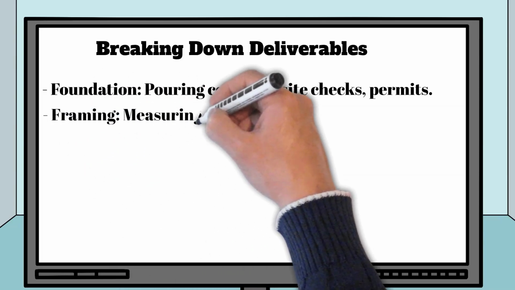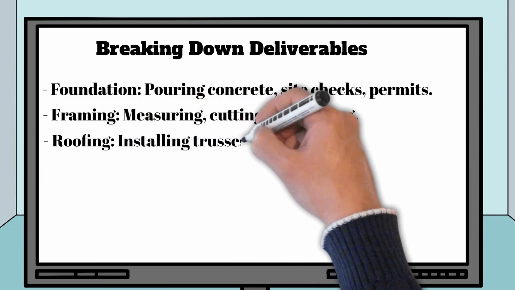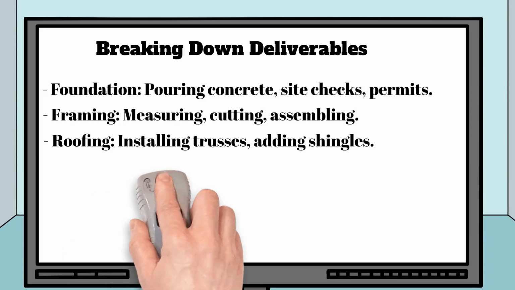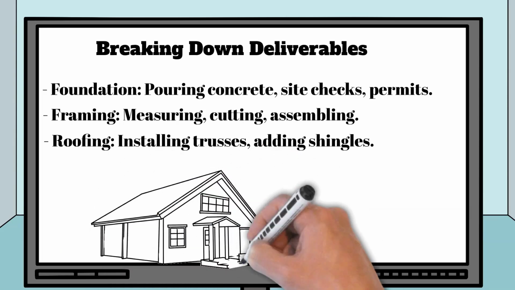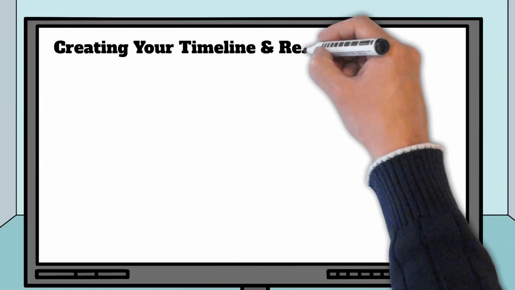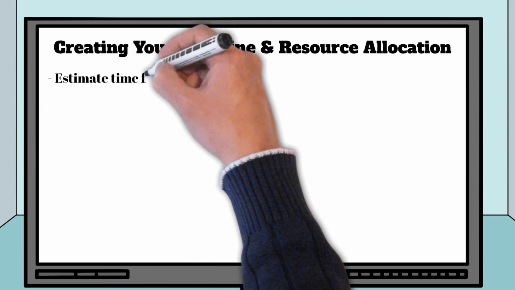Framing. Next comes the framing of the house. You break this down further into tasks like measuring, cutting, and assembling materials. Roofing. Once the framing is done, you'll move to the roof. Again, break it down into manageable steps like installing the trusses and adding shingles. Breaking down your deliverables this way helps you see exactly what needs to be done, who will do it, and how long it will take. This is essential for creating a timeline and assigning resources efficiently.